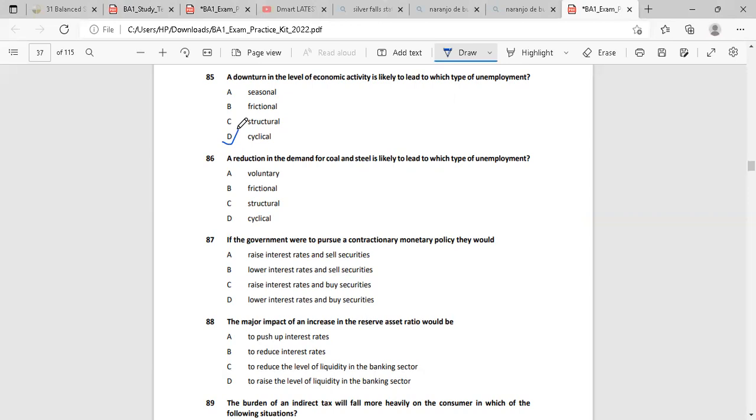Reduction in demand for coal and steel is likely to lead to which type of unemployment? Voluntary, frictional, structural, cyclical.